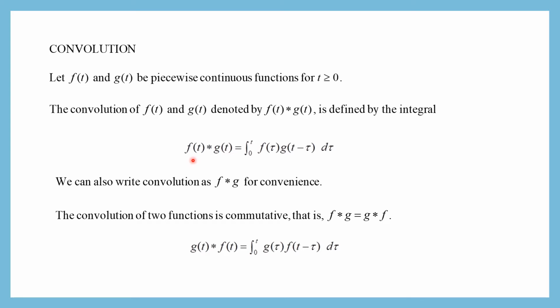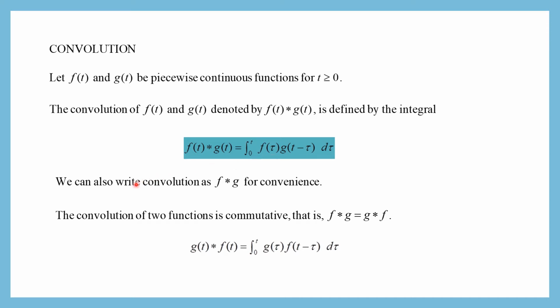So the convolution of f of t and g of t is equal to the integration from 0 to t f of tau g of t minus tau d tau. So this is the definition of convolution. Notice that f is a function in terms of t, g is also a function in terms of t. But in the integrand, f is now expressed in terms of the variable tau, and g is expressed in terms of the variable t minus tau, and the integration is evaluated from 0 to t with respect to tau. So this is the definition of convolution.